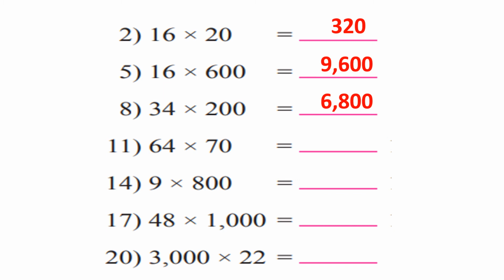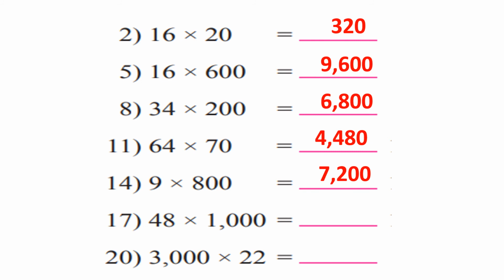Number 11. 64 times 70. 70, only one 0, you write here 0. 7 times 64 is 448. And then you have 0 here, the answer is 4,480. Number 14. 9 times 800. 800, 2 zeros, you write here 2 zeros. 8 times 9 is 72. Then you have 2 zeros, the answer is 7,200.